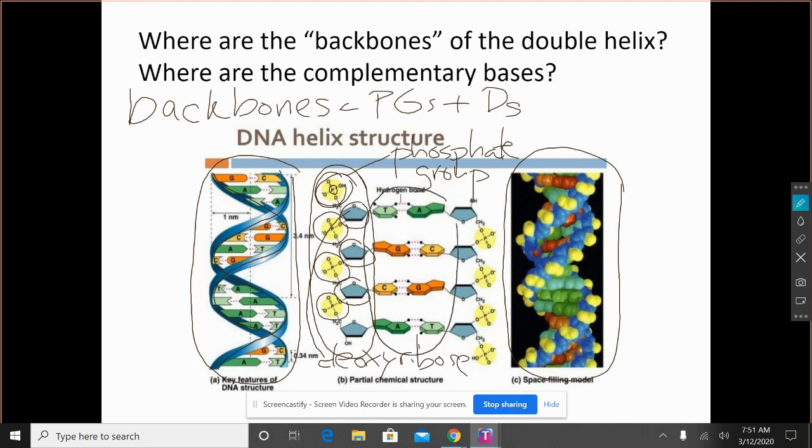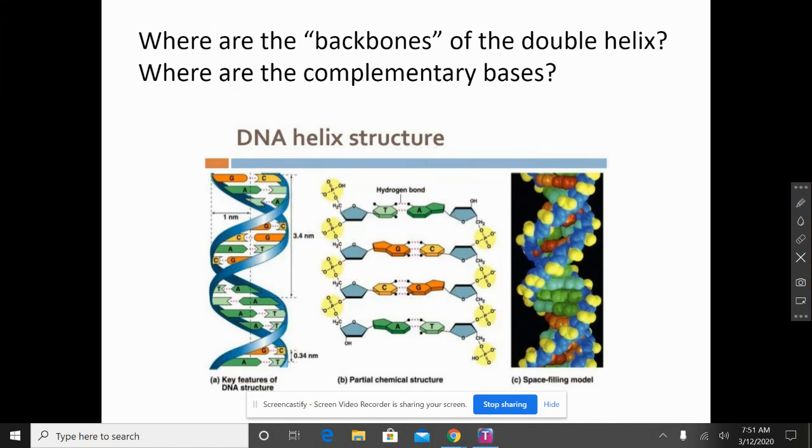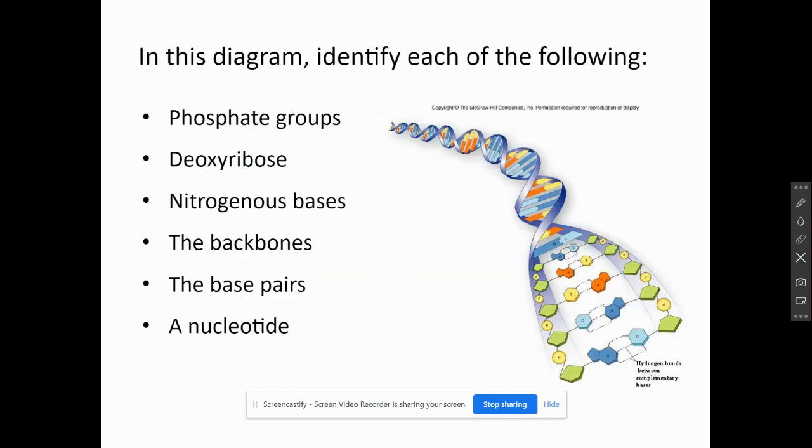The other thing I want to show you is the center, the rungs of the ladder, right here. And this contains what we call the base pairs. We know that those A's, T's, C's, and G's are called nitrogenous bases. And when you have the two of them paired together, and you remember those base pairing rules, those are what we call the base pairs. Okay, so that's that for this slide. Now we're going to do a little practice. So let's go to our next slide.